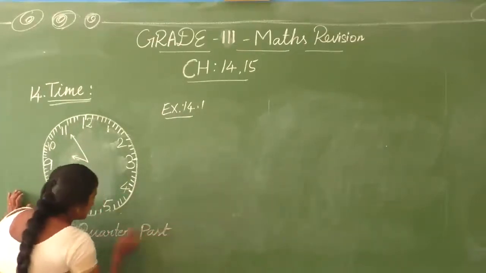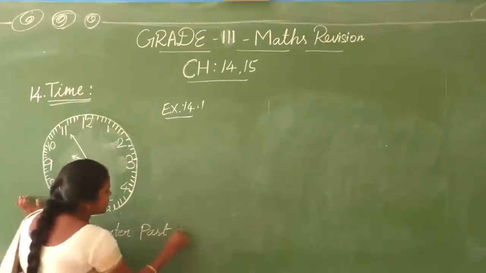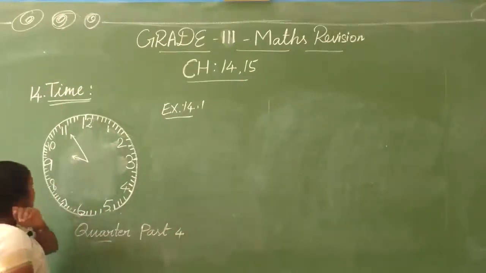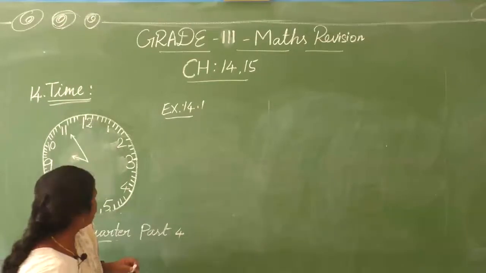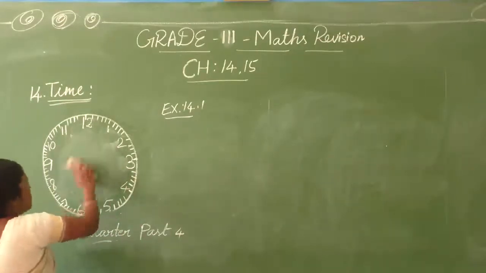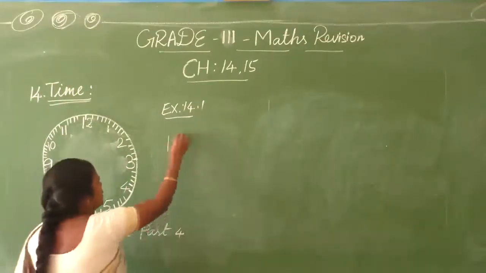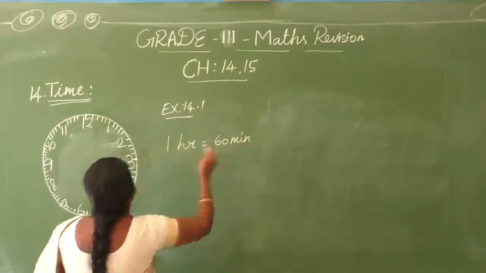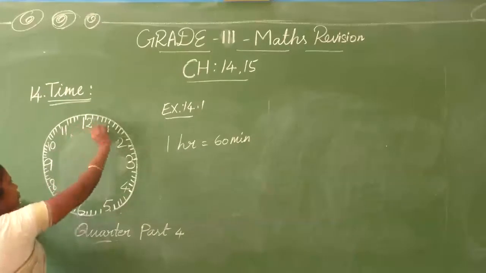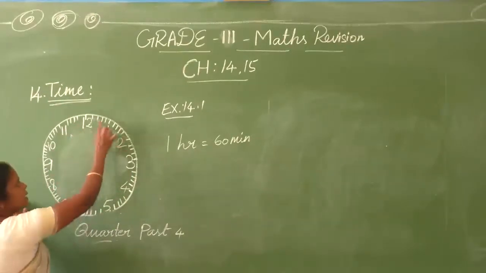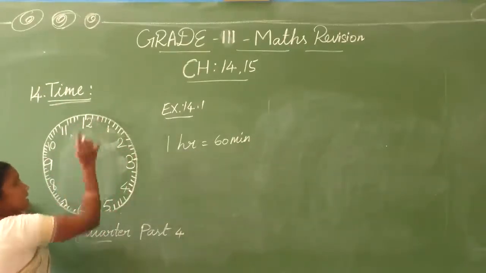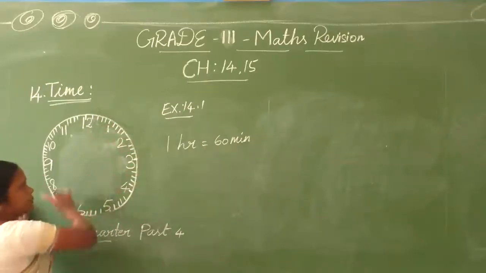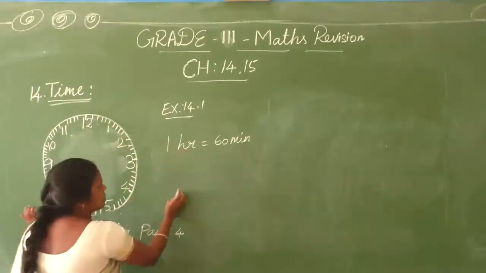Quarter. I didn't tell about quarter, no? Quarter past 4. Quarter means, actually, 1 hour is equal to 60 minutes, no? 1 hour is equal to 60 minutes. That means one complete round, a full round, consider 60 lines. Each line is called a minute, therefore 60 minutes. 1 hour equals 60 minutes.